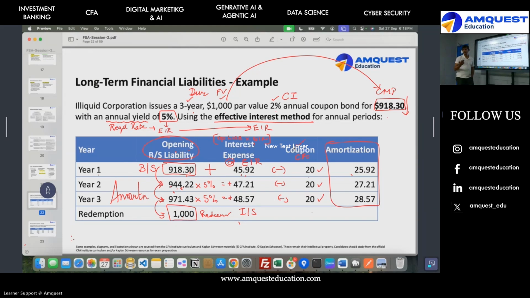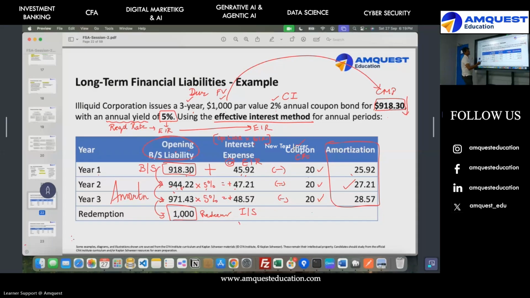In the CFA exam, they may ask you to compute the amortization in year 2. So you have no choice but to find out this value, then do 5%, get this value, minus 20, get the value, and that's the option that you have to choose. Clear? So that's the way they'll ask the question.